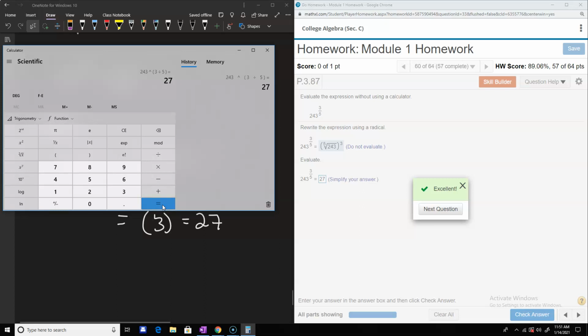Oh, no. There we get 27. I had to hit equals. So there we go. 3 over 5 is 0.6. So the exponent is 0.6. And then 243 to the 3 over 5 gives 27, as we saw. So you can do it on the calculator.